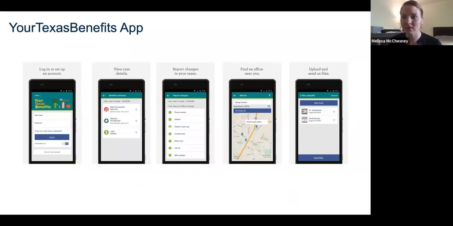So if you're working with them over the phone and they're saying the agency says they need my pay stubs, tell them, okay, great, take a picture on your phone, upload it. You can do it right there. And that really can streamline the process a lot.